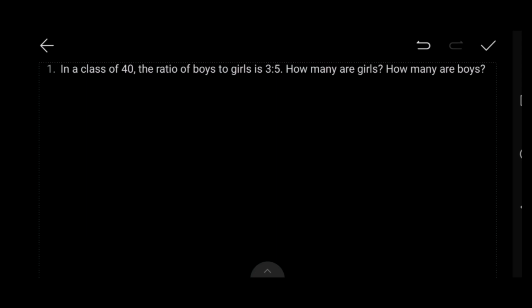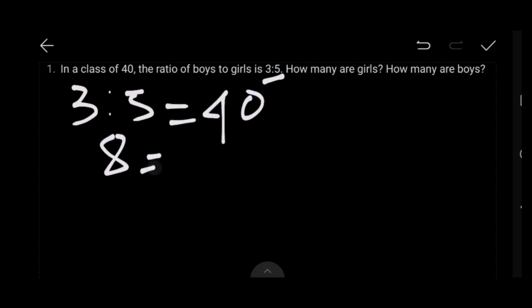So, tignan natin yung order ng mga given. Nauna si boys at second si girls. Sa ratio, una ang boy at saka kay girls. So, 3 ang kay boy at 5 ay kay girls. So, simply just add the given. 3 plus 5, 8 equals 40.